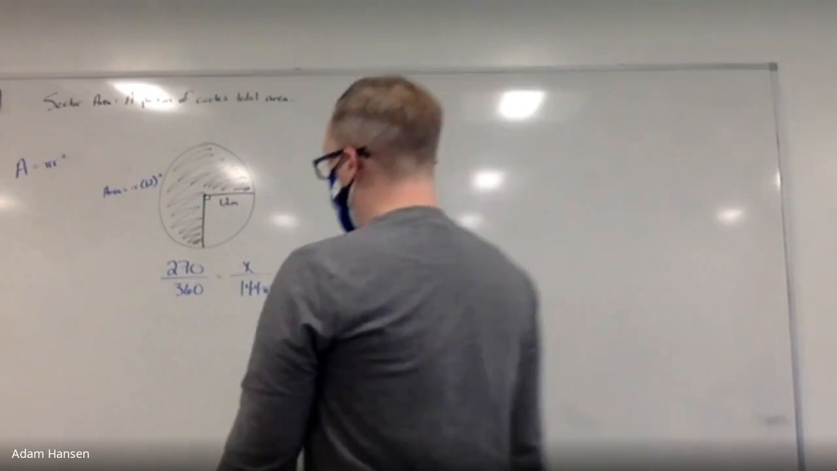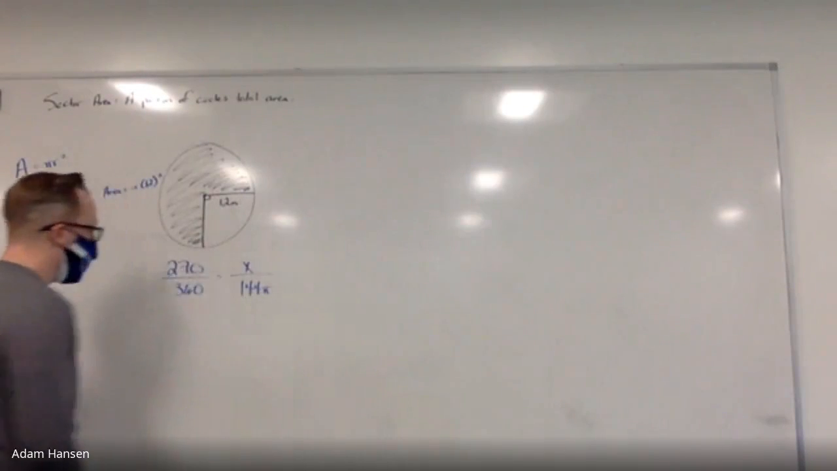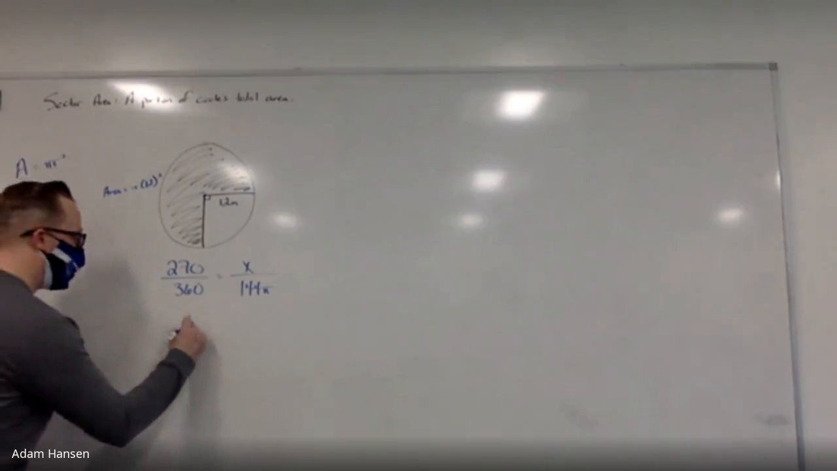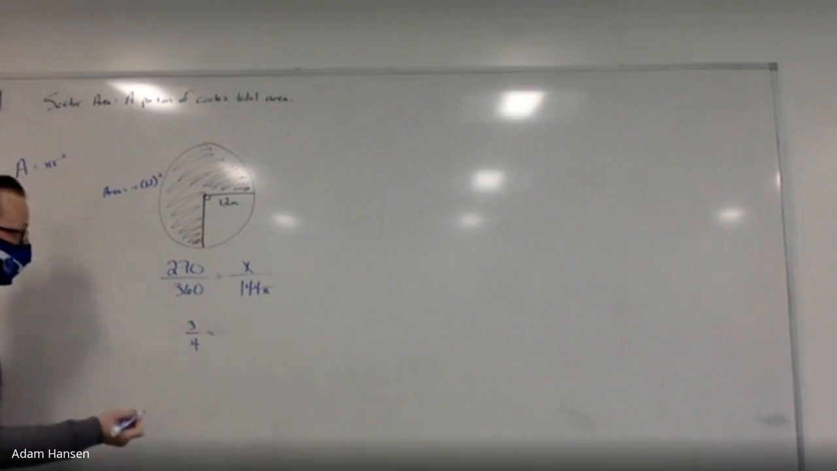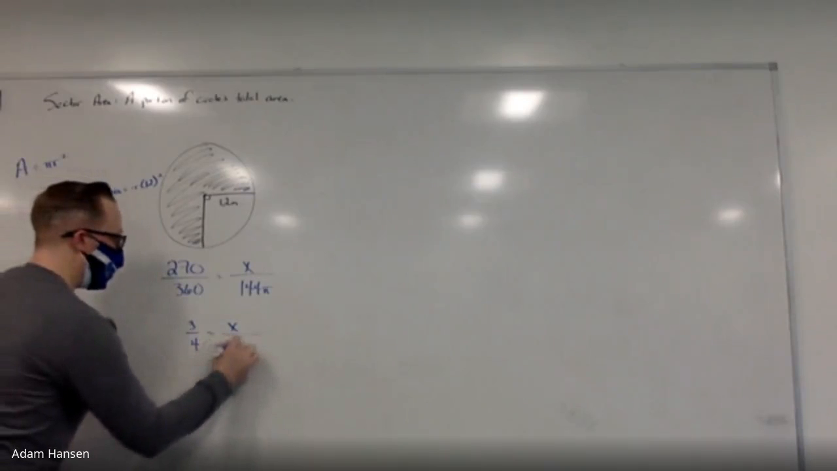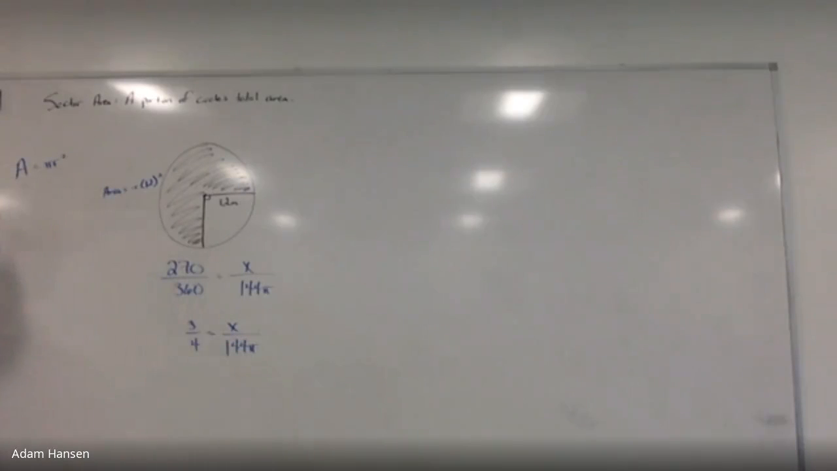All right, so I think this is going to be a little bit easier to cross multiply and solve if I reduce this ratio first. What is 270 out of 360 reduced down to? 3/4. Reduce to 3 over 4, as our sector area is to the total area of 144. That should make sense. Aren't we just going to try and find 3/4 of the total area of the entire circle itself?